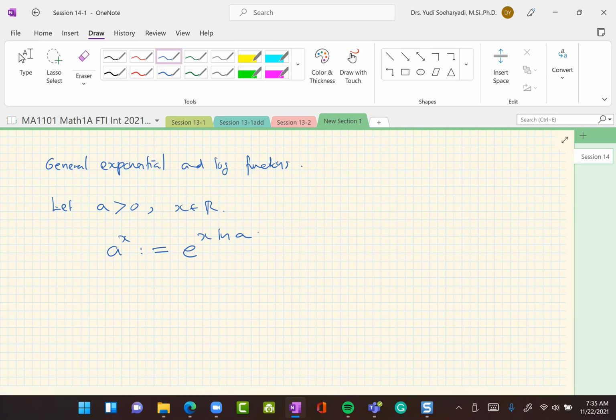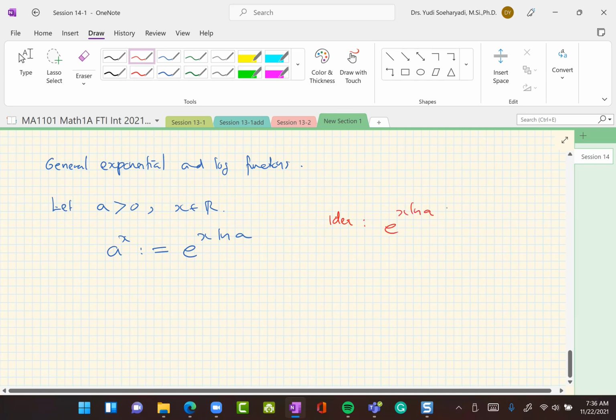Okay, so how come we have this? Well, the idea is from here. e to the x ln of a: we put x inside the ln, so this gives you ln of a to the x. Because e and ln cancel out, you get a to the x. But in order to have that, we got to have a to the x defined yet. So this is how we define it.